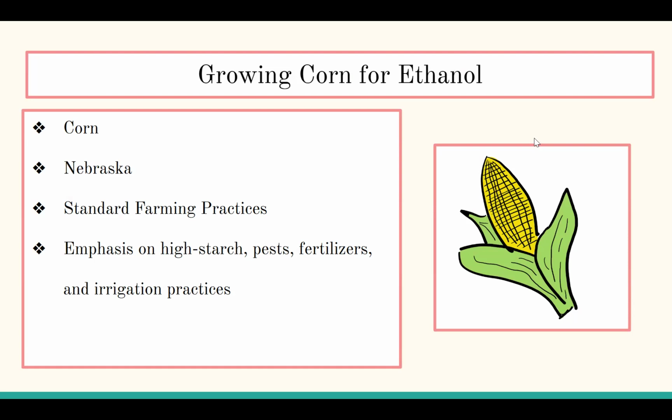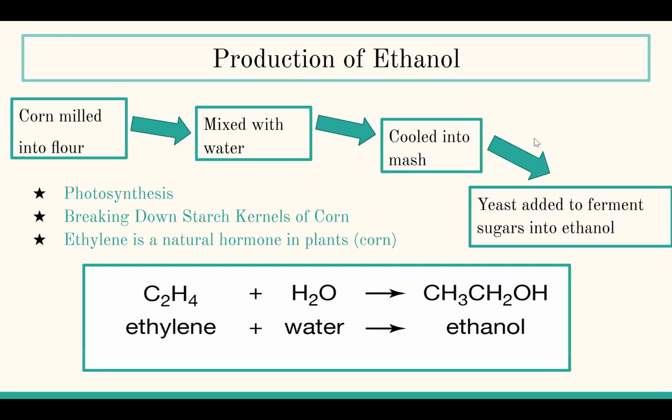Ethanol is primarily made from field corn grown in Nebraska. It is cultivated with the standard corn farming processes: planting, fertilizing, watering, weeding, and harvesting. Some focuses for growing ethanol corn are selecting high starch corn varieties, managing pests and diseases, and optimizing fertilization and irrigation. Ethanol is produced from corn.